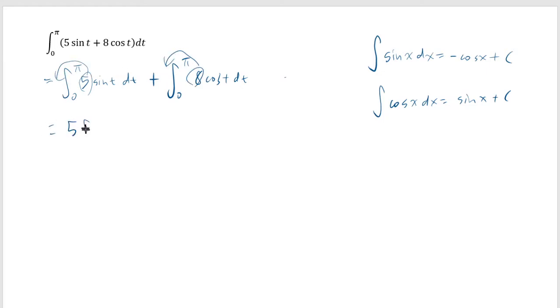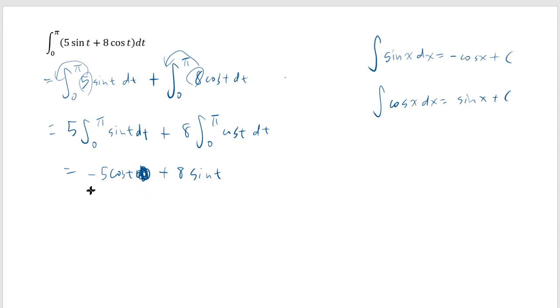So you integrate, and the integral of sine is cosine t, actually negative cosine t, and the integral of cosine is positive sine. I should be putting dt there.